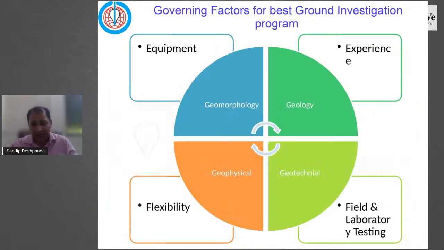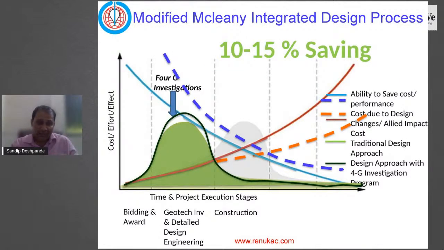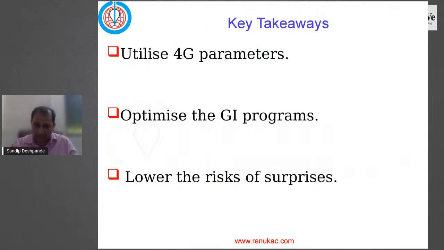So based on all these parameters, you can extensively de-risk the complete underground investigation process and the uncertainties in it. It creates significant savings, to the tune of 10 to 15%, if the investigation program is coupled with this 4G investigation stage, significantly reducing the probability of cost increase and improving the ability to reduce the cost at the design stages. So with that, I would like to conclude my presentation and will be open for questions and other things.